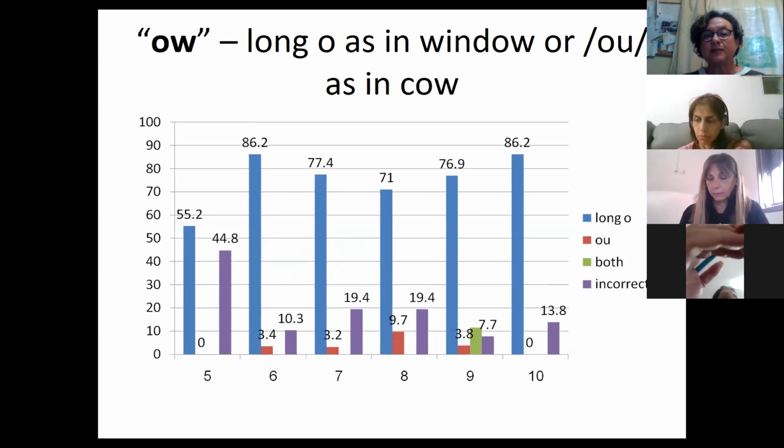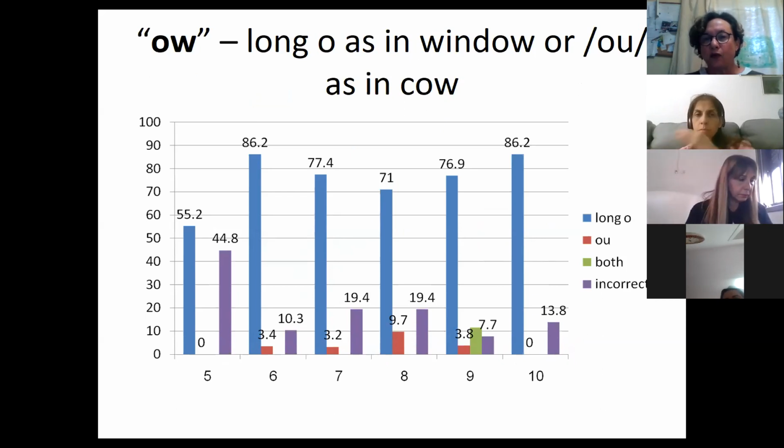The difficult aspect of it is that it can make the O sound or the OW sound. And obviously once you've learned the one, then you have to pay attention to the other one lexically. In other words, they have to learn that particular words make the OW sound and not the O sound. You can see here, by the way, on the graph, that a lot more children across the grades knew the O sound of OW, but not the OW, okay?